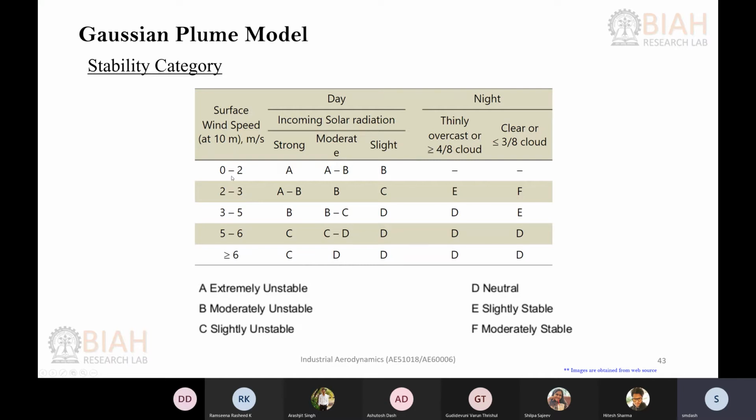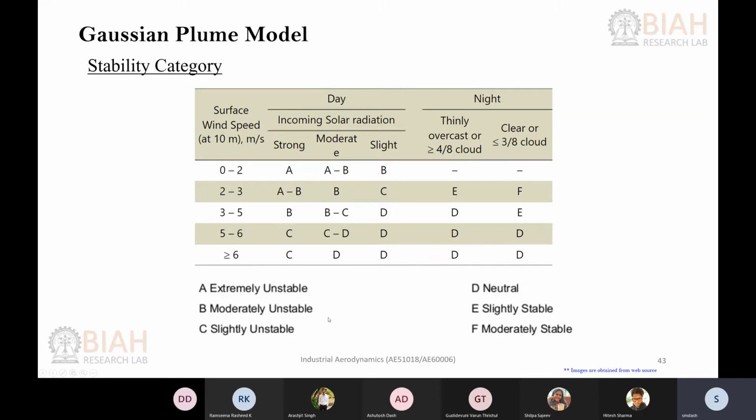So these wind speeds are defined at a height of 10 meter from the ground level, and the wind speeds are in meter per second. You can consider this as the reference wind speed because generally it is measured in any of the weather stations. So during daytime, if the solar radiation received is very strong, moderate, or slight, based on that you can define your stability parameter as A, B, C, D.